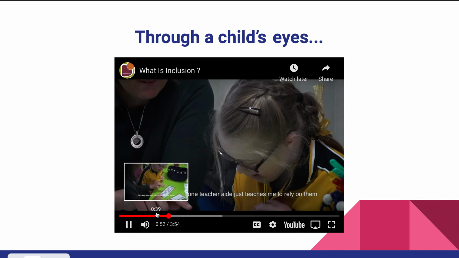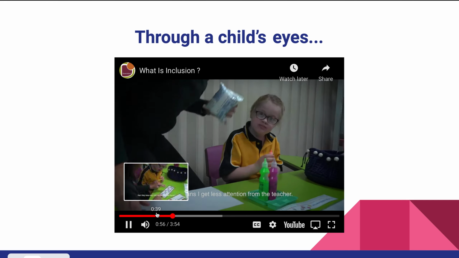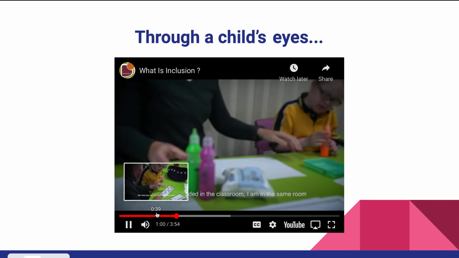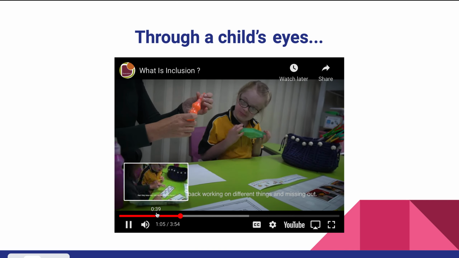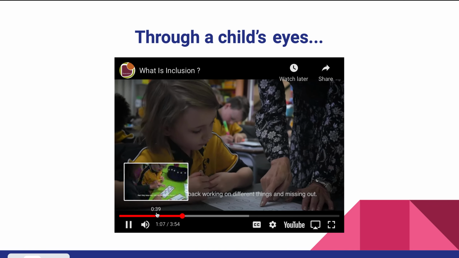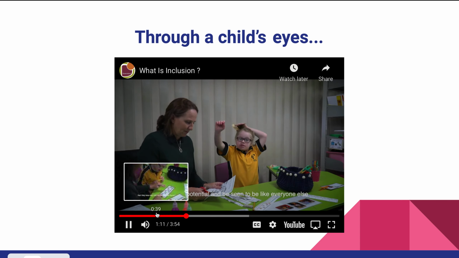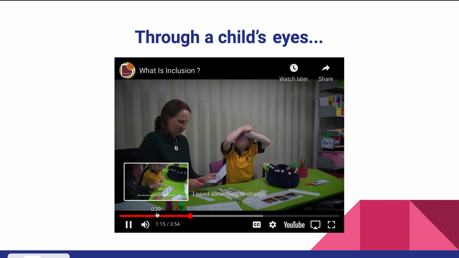Having a one-on-one teacher aide just teaches me to rely on them and means I get less attention from the teacher. I'm not included in the classroom. I am in the same room but segregated from my peers, sat to the side or back, working on different things and missing out. I want to be free to learn with my peers, reach my full potential and be seen to be like everyone else. I need something to change.